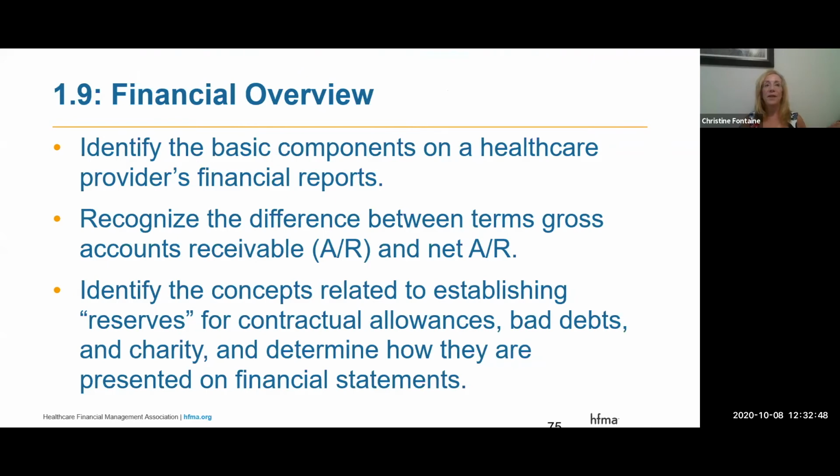Okay, financial overview. This is where they get into the fun stuff of what our finance team does for us. In this section, we'll include various financial reports governed by a number of regulations, gross revenue, net revenue, and calculations used for reporting, and then reserve amounts on providers' financial statements.